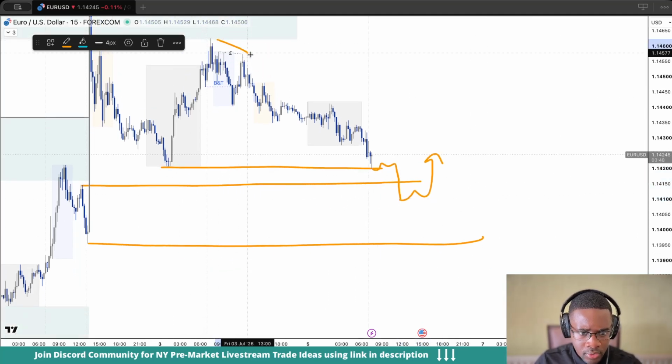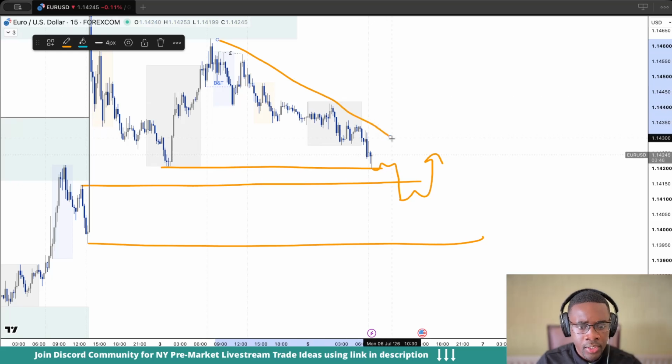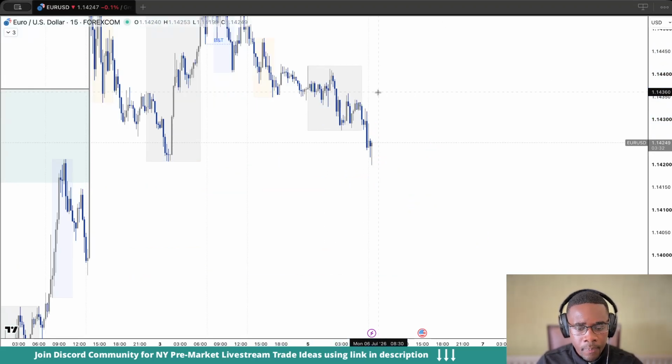All of this looks like very nice trend line liquidity that's resting, so that should be an area that should be nice to target and see how price develops. So that's for EU. Those would be my trade ideas for EU.